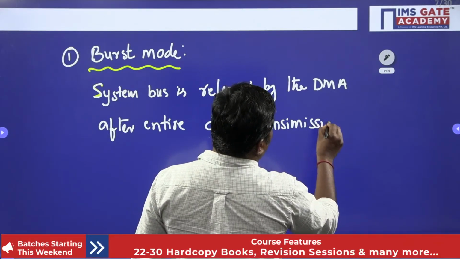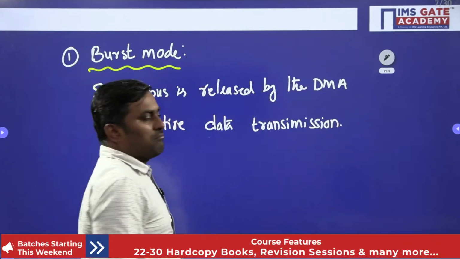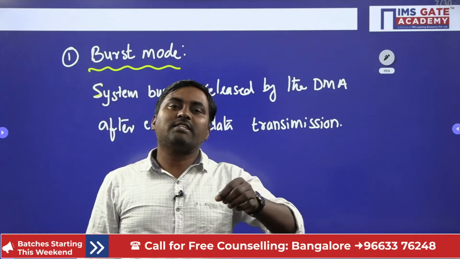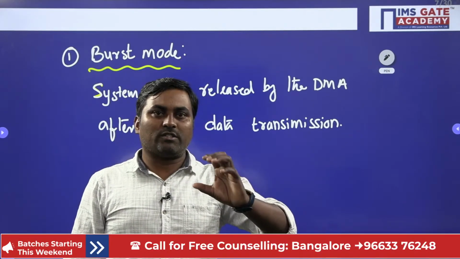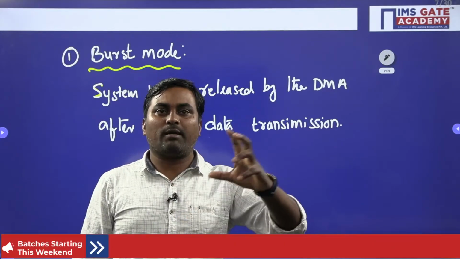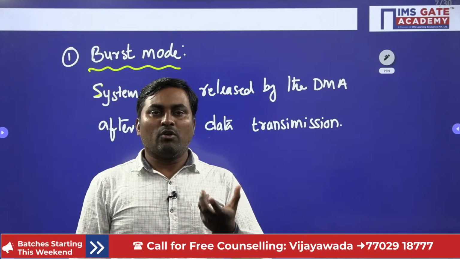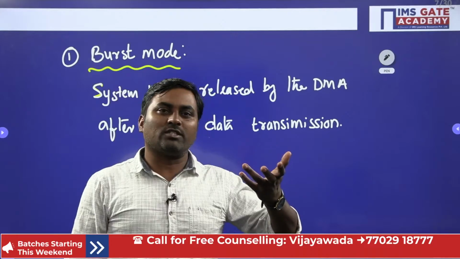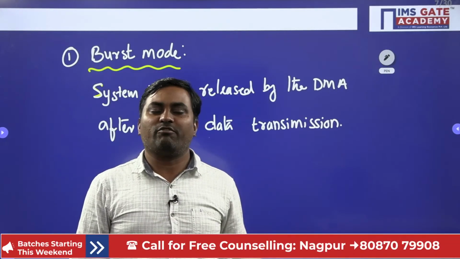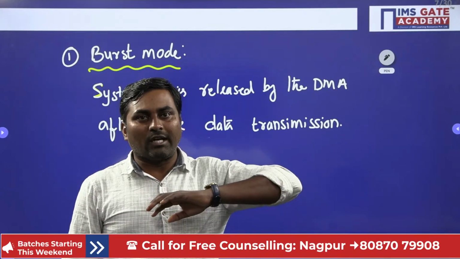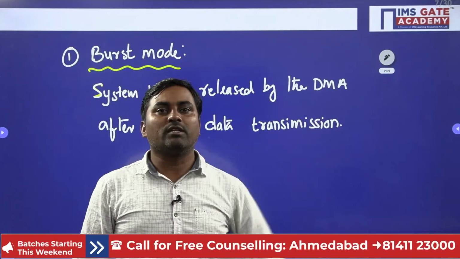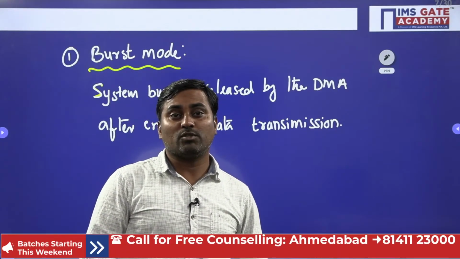I hope you understand this line. Suppose the device is saying that I need to transfer some 4 KB data, 5 KB data, 10 KB data at a time. Once a DMA controller receives the system bus from the processor and basic information, it will transfer the entire data, and only then will it release the system bus to the processor.